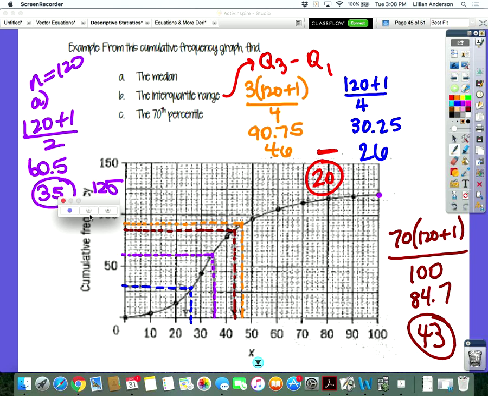Do the examples through page 20 in your notes for homework. And before you leave, I want you to do the problem that's on page 18.